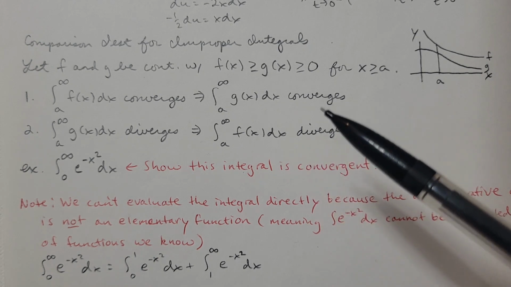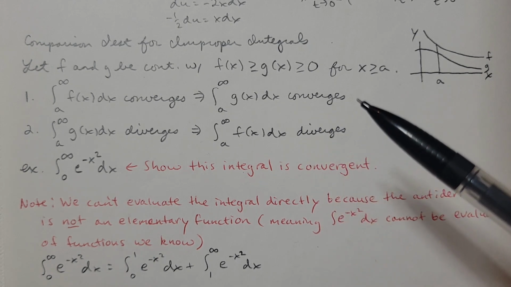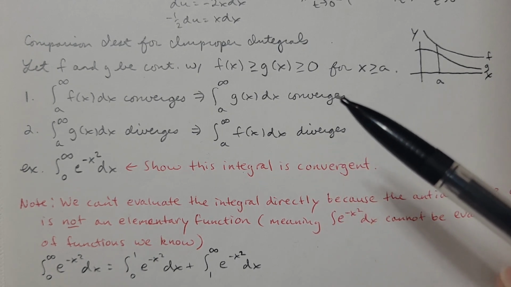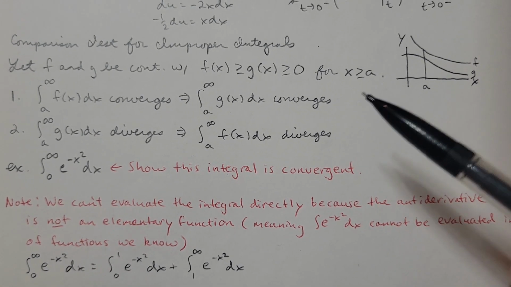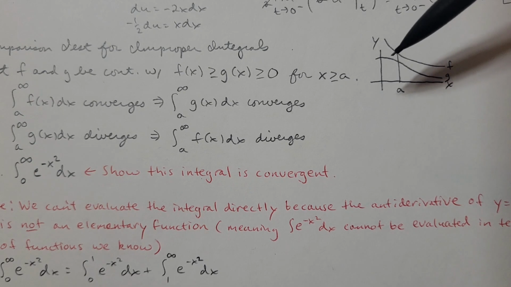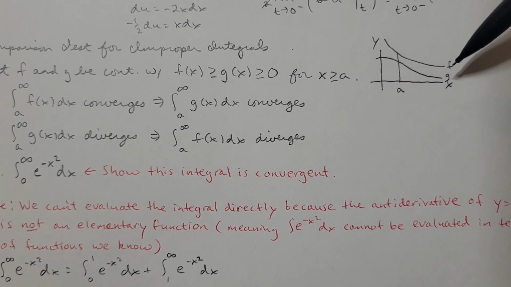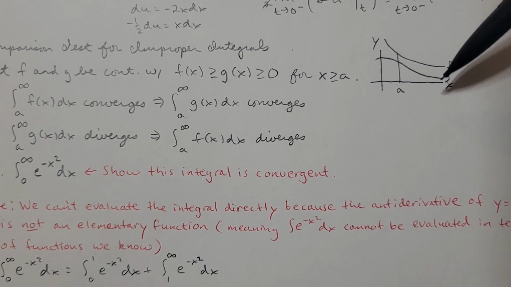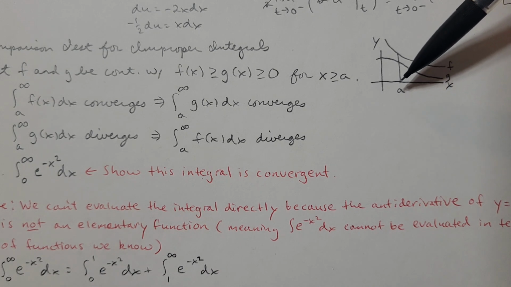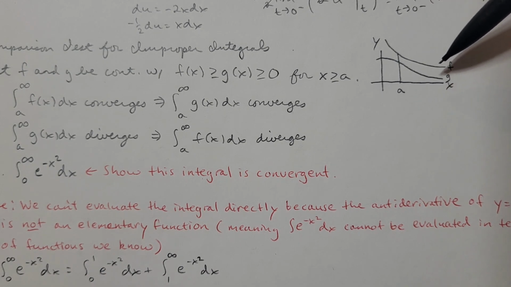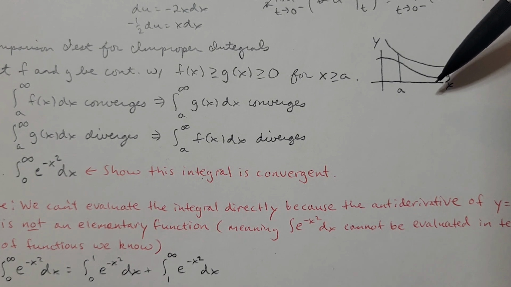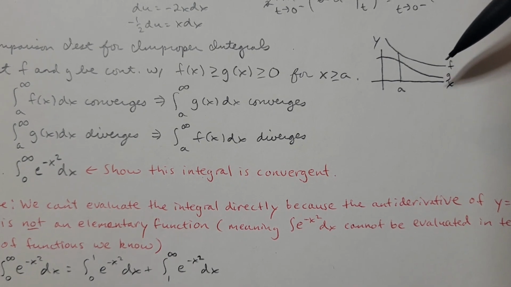Let f and g be continuous functions, and suppose that f is bigger than g for all x bigger than a. So I got a picture here. Here's f of x, and here's g of x. Here's a, and anything that's bigger than a means that f of x is bigger than g of x. So suppose we have that.